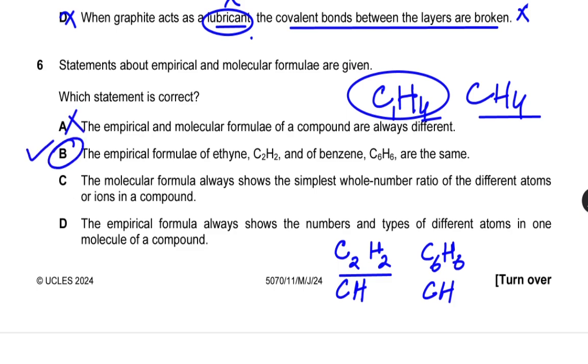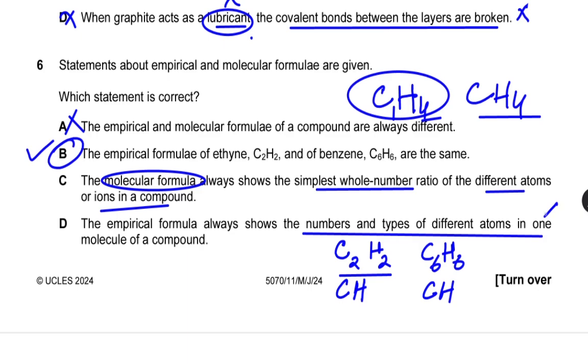The rest of the options. Option C: molecular formula always shows the simplest whole number ratio. No, the empirical formula always shows the simplest whole number ratio of the different atoms or ions in a compound. The empirical formula always shows the number and type of different atoms? No. The molecular formula shows the number and type of different atoms in one molecule of a compound.